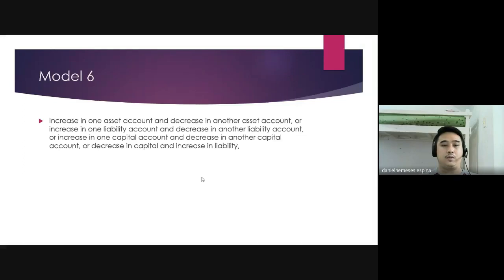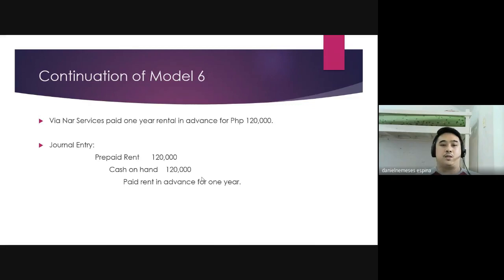Okay. So examples sa model 6. So repayments. Okay. Let's say ang last chart of accounts is prepaid rent. So transaction, VNR Services paid 1 year rental in advance for 120,000.